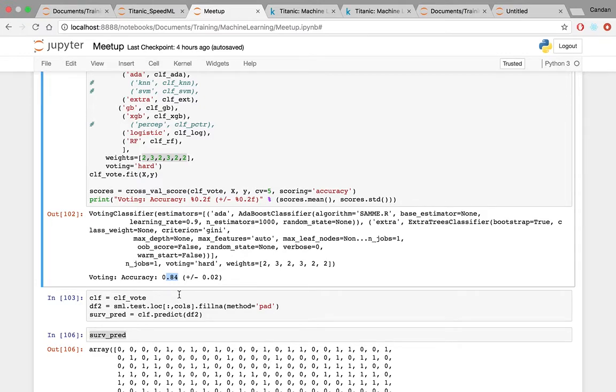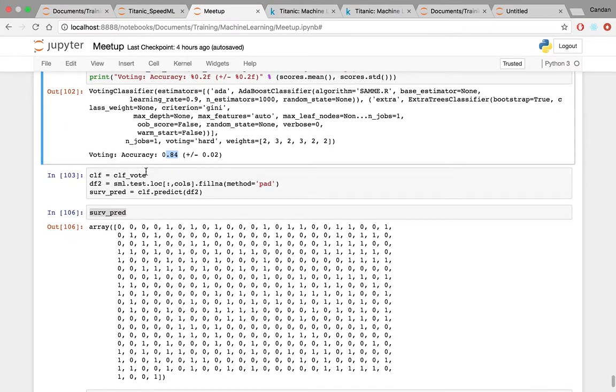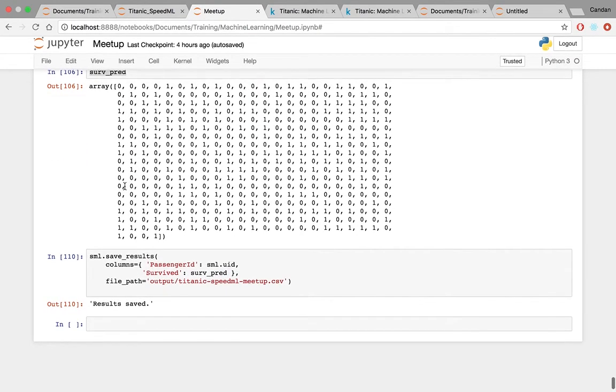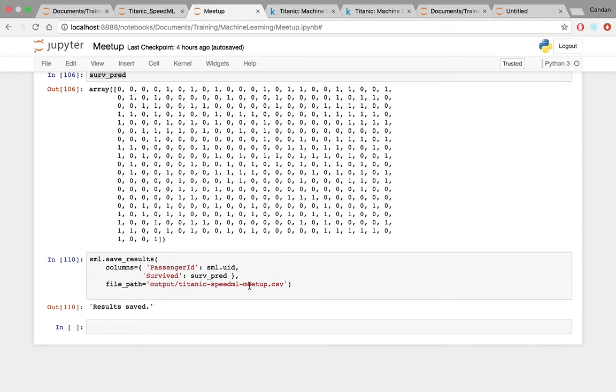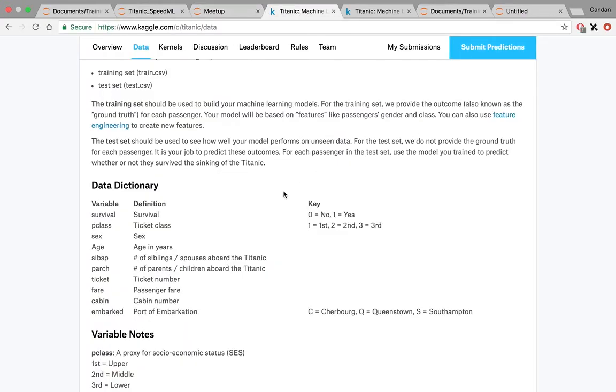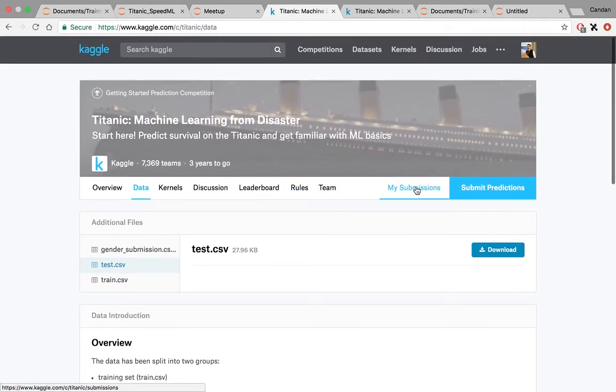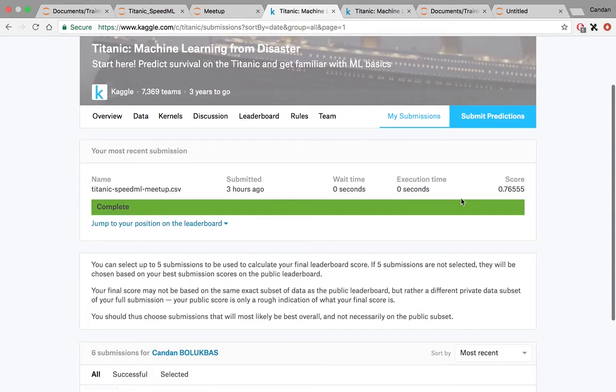So at this point, my idea is to save these findings to some text file. I just saved it to a meetup.csv file. I submit it to Kaggle and see whether I'm doing a good job or not. So at this point, let me see my submissions. I just submitted a few, 3 hours ago. So I get a 76% accuracy on unknown data.